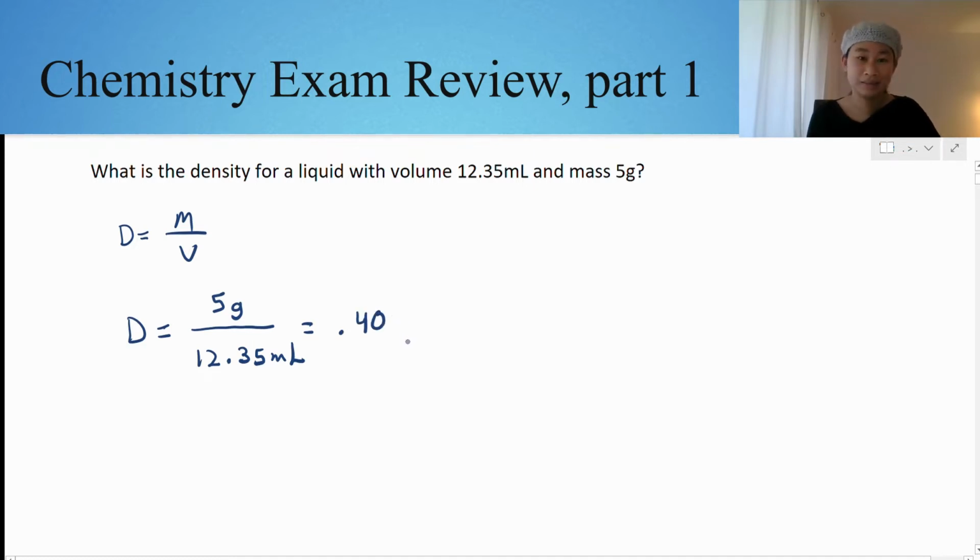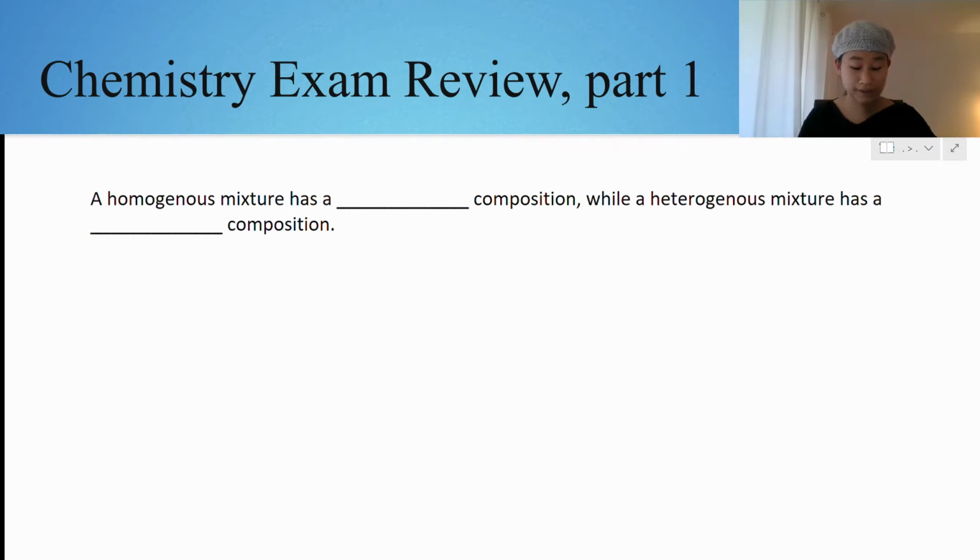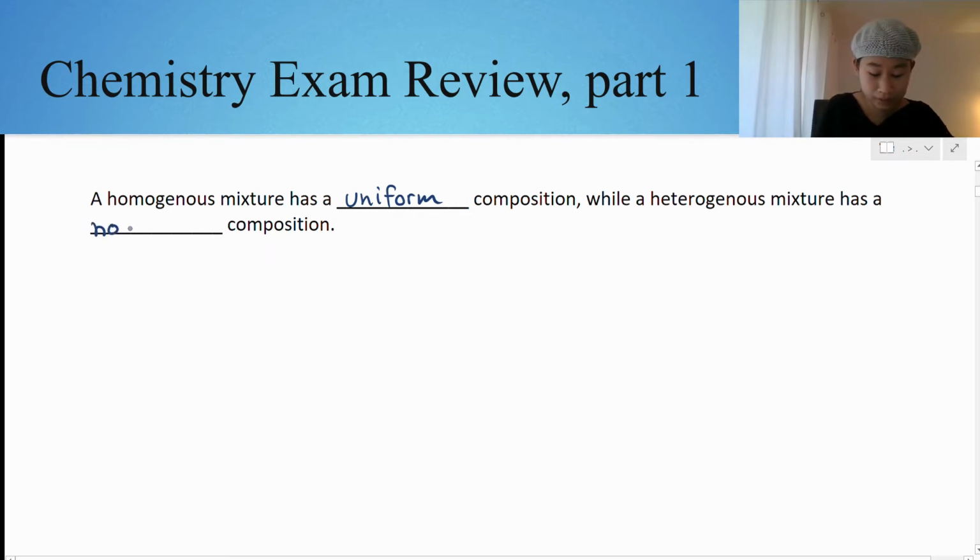A homogeneous mixture has a blank composition, while a heterogeneous mixture has a blank composition. Alright, so we know that homogeneous is going to be a uniform composition, and a heterogeneous mixture is going to have a non-uniform composition.